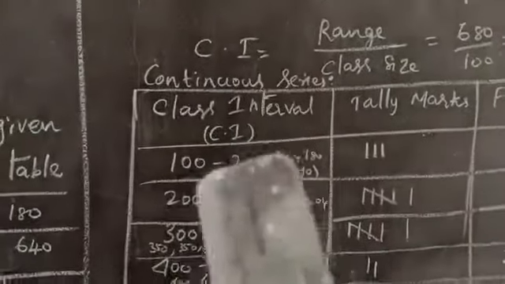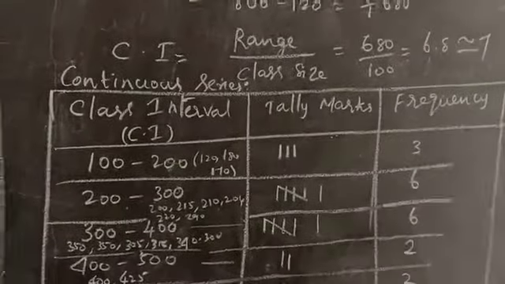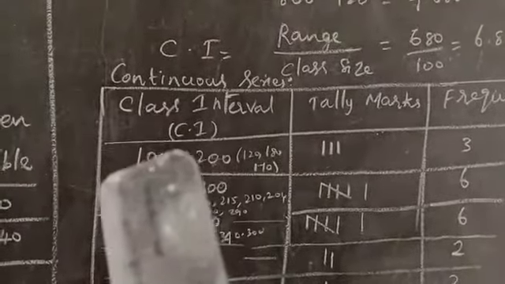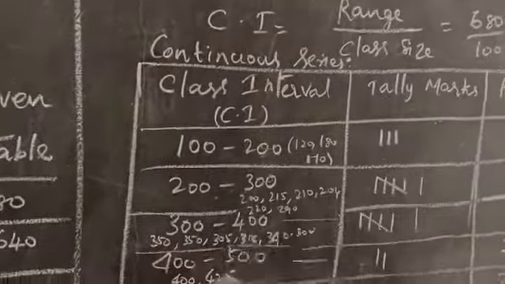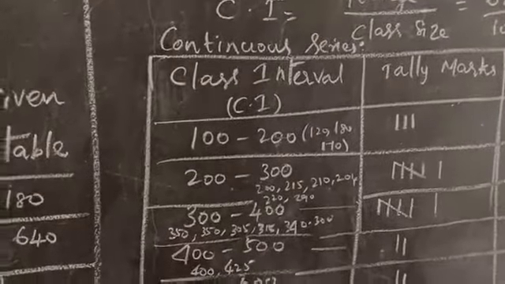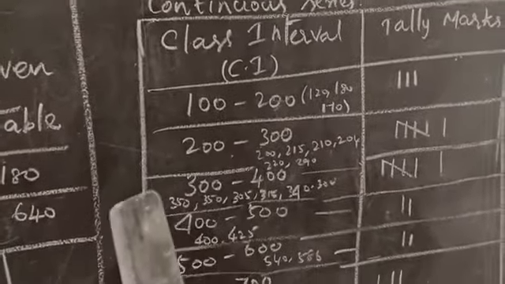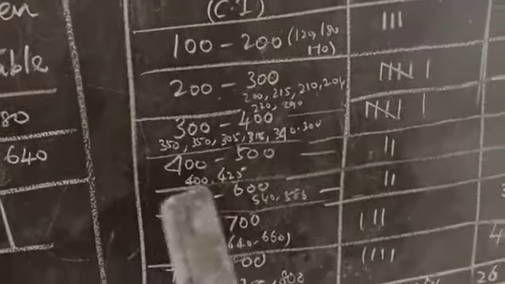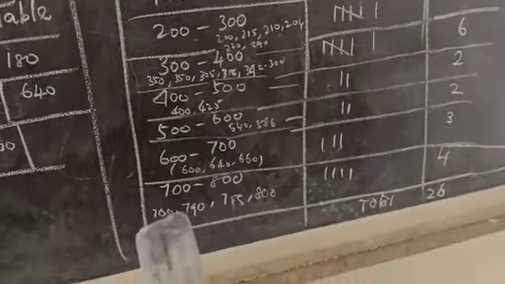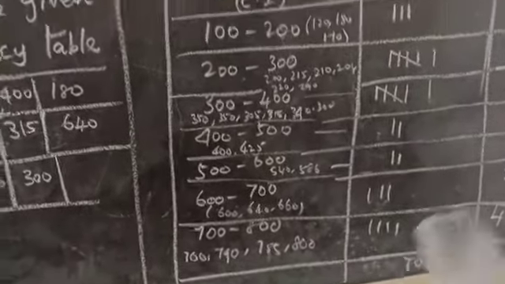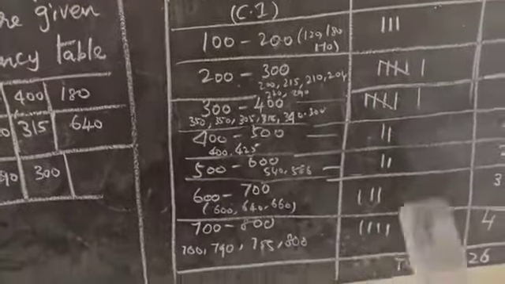First we write the class interval, tally marks, frequency. Class interval is denoted by CI. Here we take a class size of 100. So 100 to 200, 200 to 300, 300 to 400, 400 to 500, 500 to 600, 600 to 700, 700 to 800. Here we recall the continuous series.